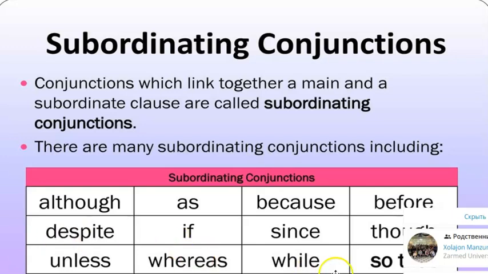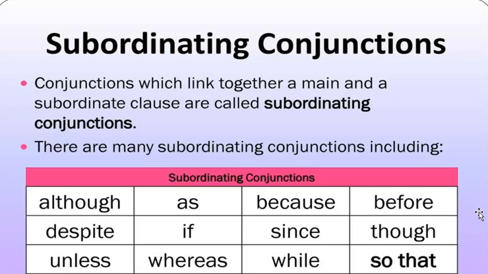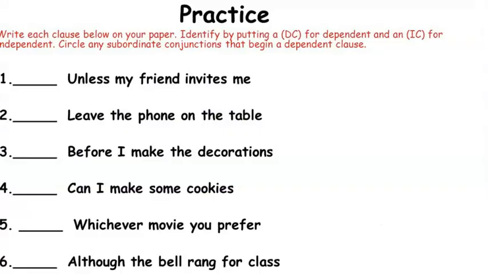In order to understand what is dependent clause, you have to know subordinating conjunctions well. Conjunctions which link together a main and a subordinate clause are called subordinating conjunctions. There are many subordinating conjunctions, including although, despite, unless, as, if, whereas, because, since, while, before, though, so that, and others.